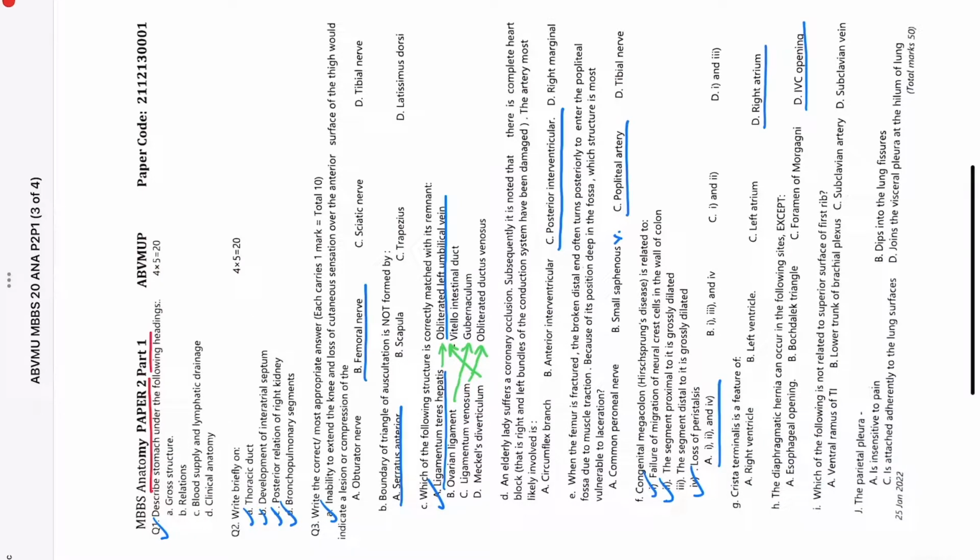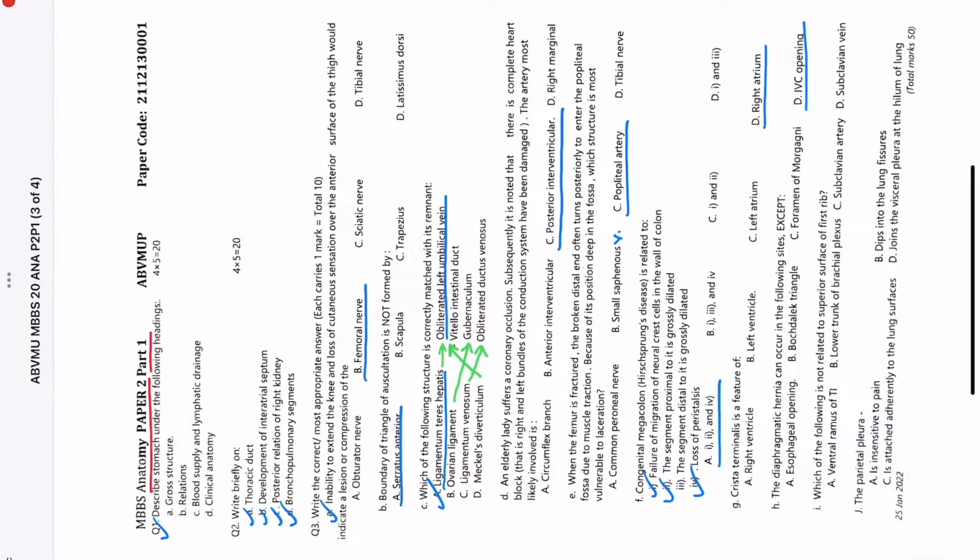And for your information, the IVC opening lies at the level of the T8 vertebra. The esophageal opening lies at the level of the T10 vertebra. The aortic opening lies at the level of the T12 vertebra. And the foramen of Morgagni lies at the level of the T9 vertebra.